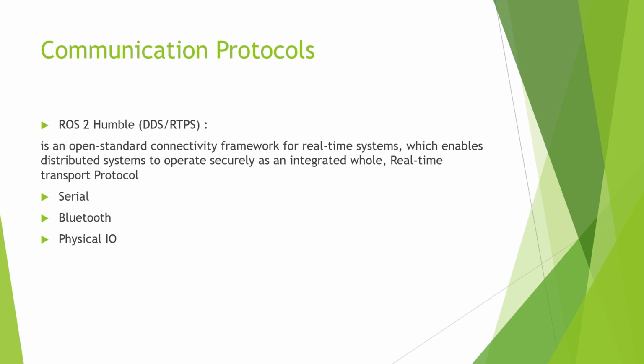So ROS stands for Robot Operating System. 2 is the second version. Humble's the latest release, and it's built on top of these protocols DDS, and DDS is built on top of a real-time transport protocol system or something. So yeah, DDS is, like it says on the screen, this open standard connectivity framework for real-time systems. So that lets us have this distributed system, but it's also secure.